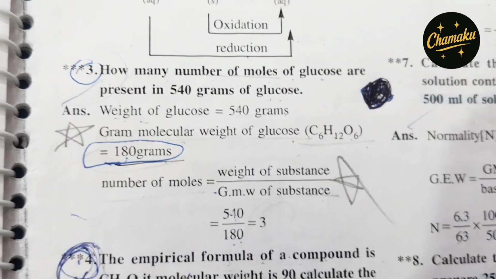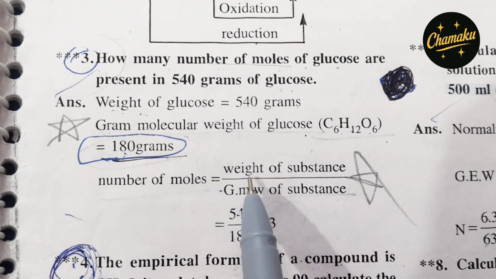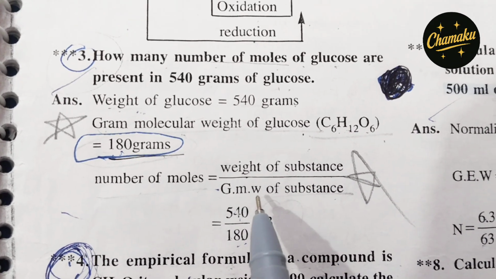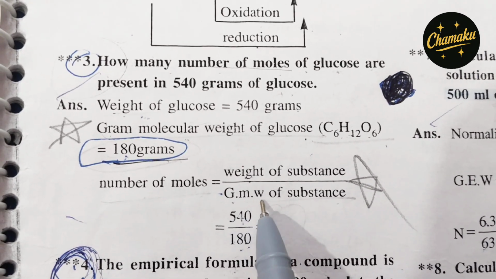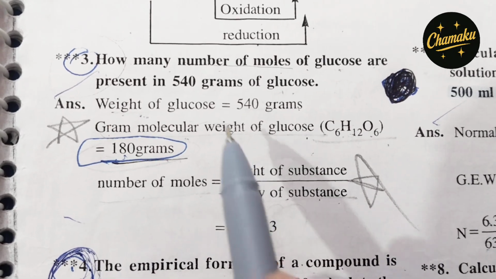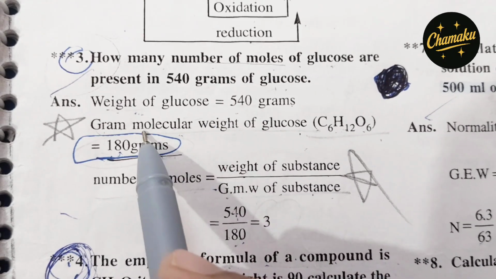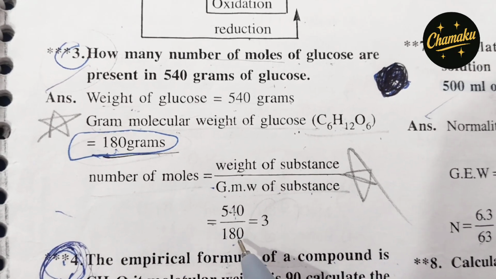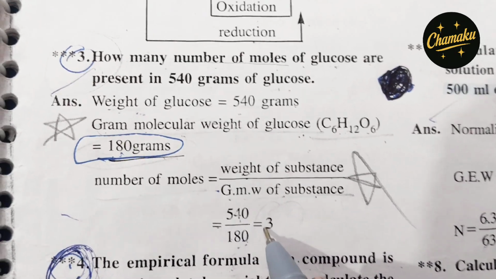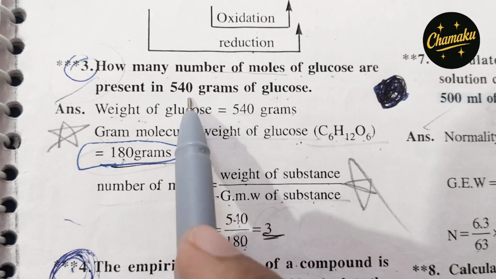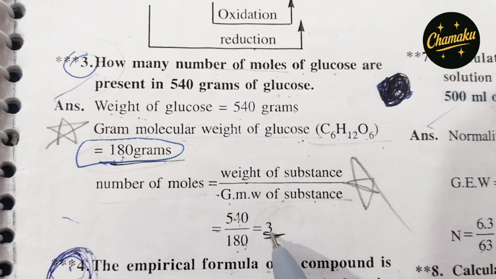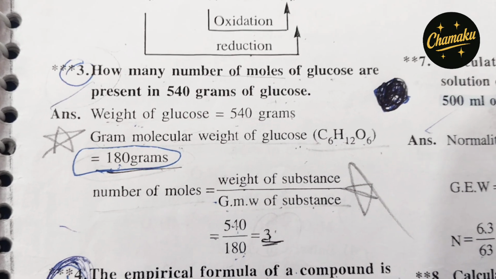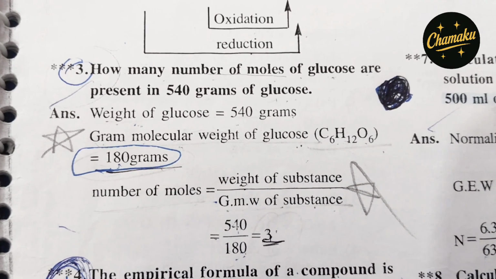Okay, so for finding the number of moles, this is the formula: weight of substance by gram molecular weight of the substance. So we have the weight of the substance and also the gram molecular weight. So therefore 540 by 180 is equals to 3 moles. So in 540 grams of glucose we have 3 moles. Okay, 3 moles of glucose are present in 540 grams of glucose.